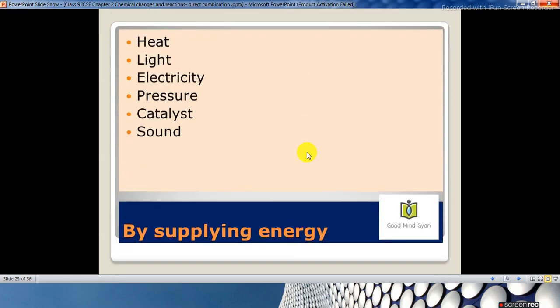Next, let us see how we can get a reaction by supplying energy. When the reaction is taking place, we have to bring them into close contact and then give them energy. As per the reaction, the energy will differ. Sometimes we have to give heat energy, sometimes light energy, sometimes electricity, pressure, catalyst, or sound energy. Anything as per the reaction. So these are the different reactions. Like you have heat energy.